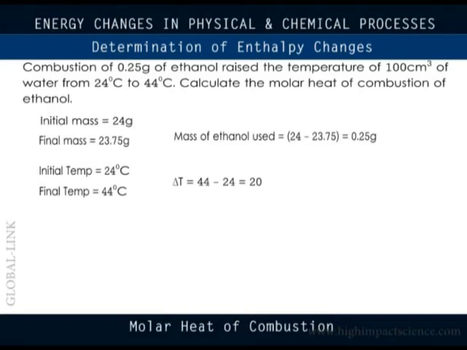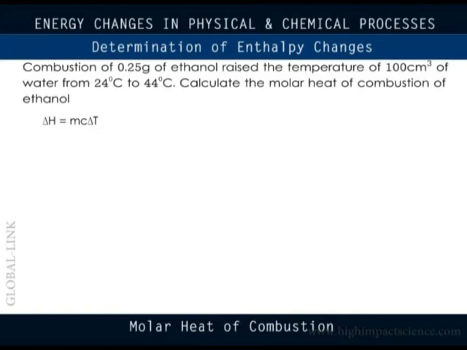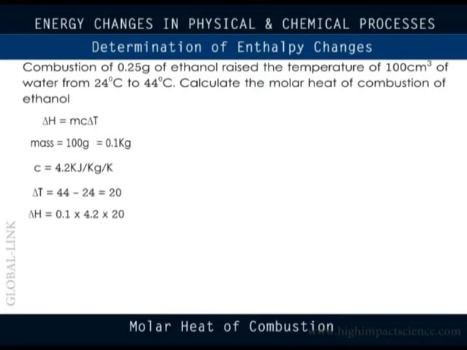We calculate how much heat was absorbed by water. The assumption is that this is the same amount of heat that was released when the ethanol burnt. We are ignoring the losses of heat. So enthalpy change is equal to mc delta T. Mass of water is 100 grams, which is equal to 0.1 kilograms. Specific heat capacity is 4.2 kilojoules per kilogram per Kelvin. Delta T is 20 Kelvin. So enthalpy change is 0.1 times 4.2 times 20. That gives us 8.4 kilojoules. That is the heat energy that was transferred to water.